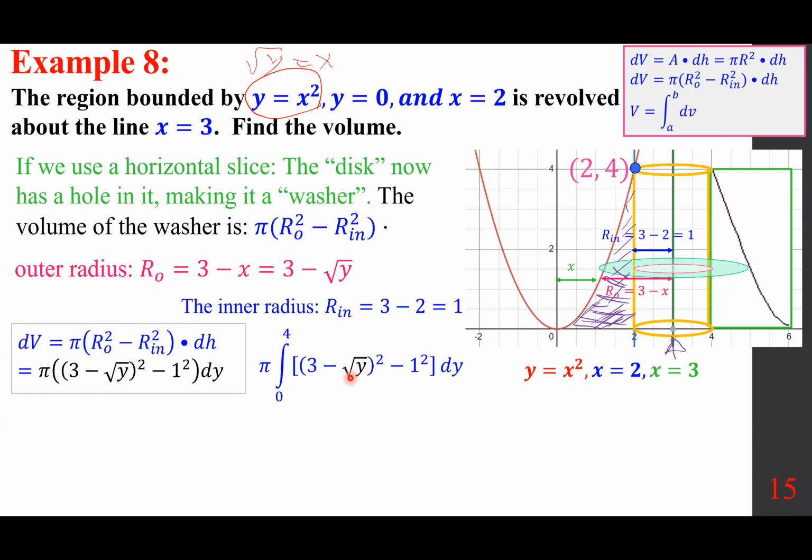We're going to change this to y to the power of 1/2, and then 9 and negative 1, they add up to 8. So we have 8 minus 6y to the power of 1/2 plus y dy. 8 gives you 8y. This gives you minus 6 over 1 plus 1/2 y to the power of 3/2. This gives you 1/2 y squared from 0 to 4. And we have the pi. I'm showing you the integration steps.